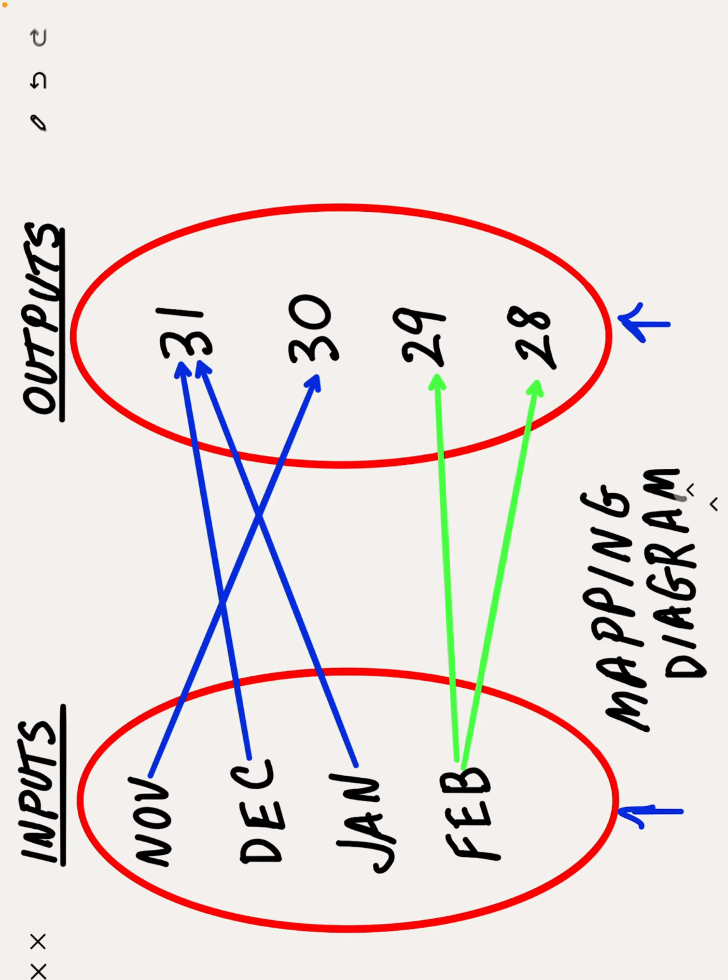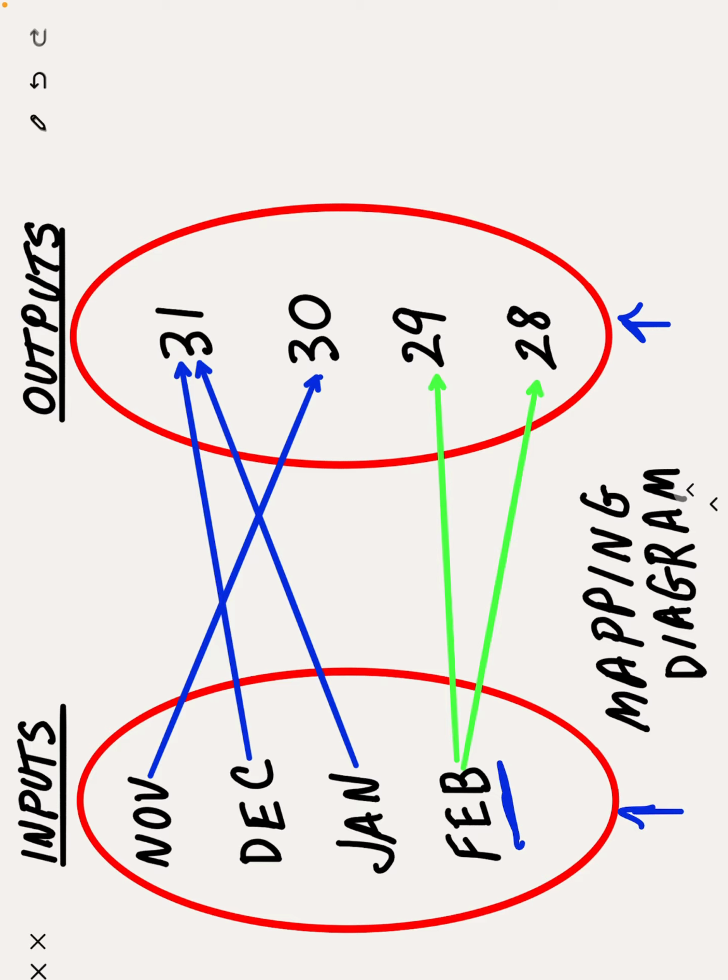And then the arrows will map, like November goes to 30, has an arrow going to 30. January and December have arrows going to 31. All of that is good. Now the problem is with February. February has 2 arrows going to two different outputs. That's why it's not a function. Every input should have one and only one arrow. Always. Every input should have one and only one arrow.